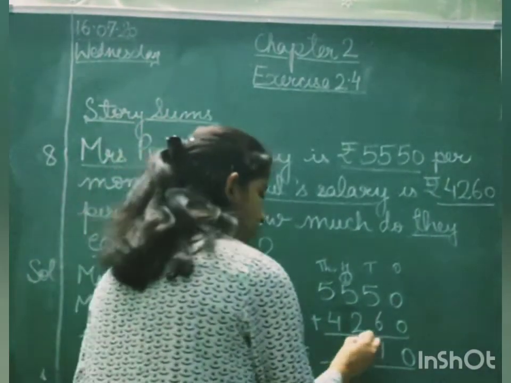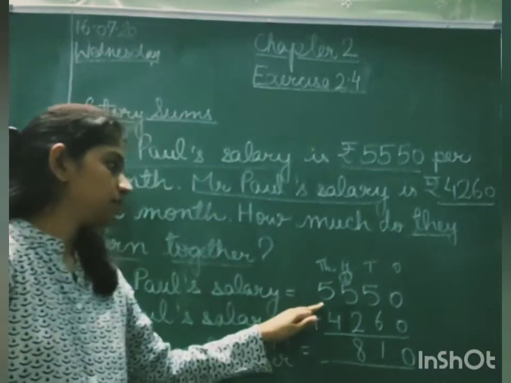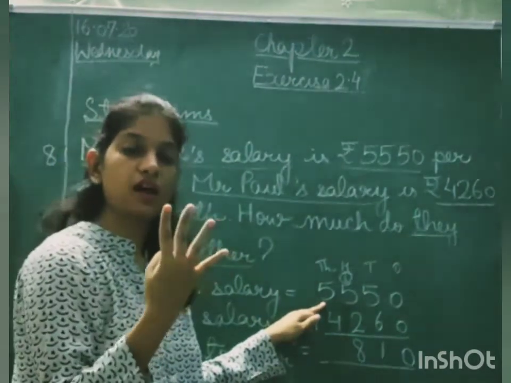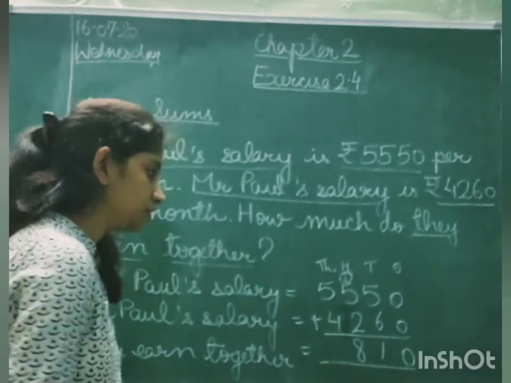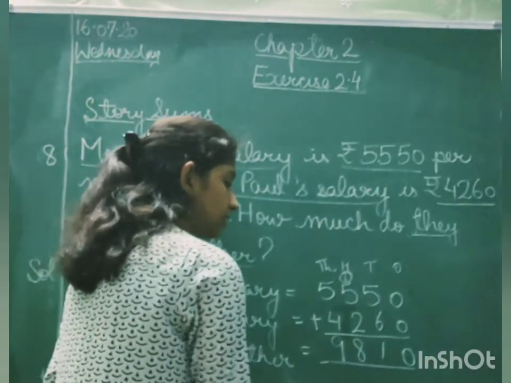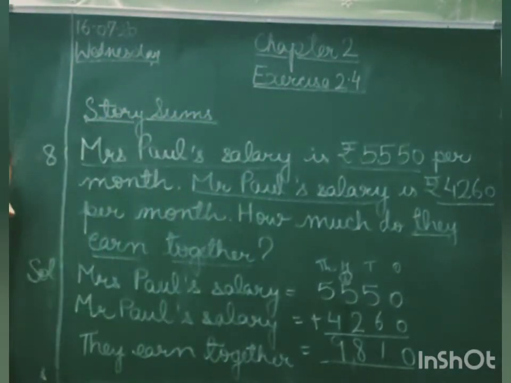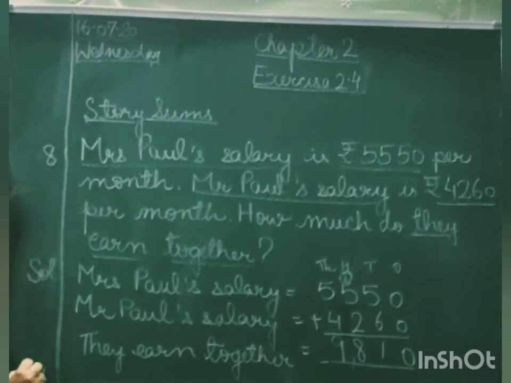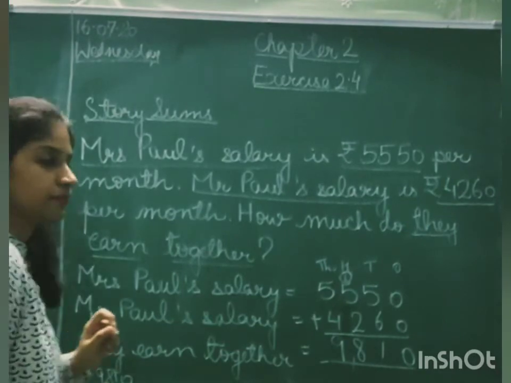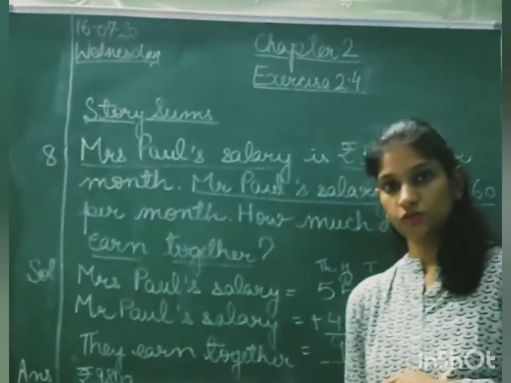What will I write here? 8. Again, 5 in the mind, 4 fingers out, count after 5: 6, 7, 8, 9. So what is the answer here? 9,810. So they earn together this much. So in the end, again you will write down answer rupees, that is after leaving two lines, 9,810 and underline it. Okay, so that's how you will do the story sums.